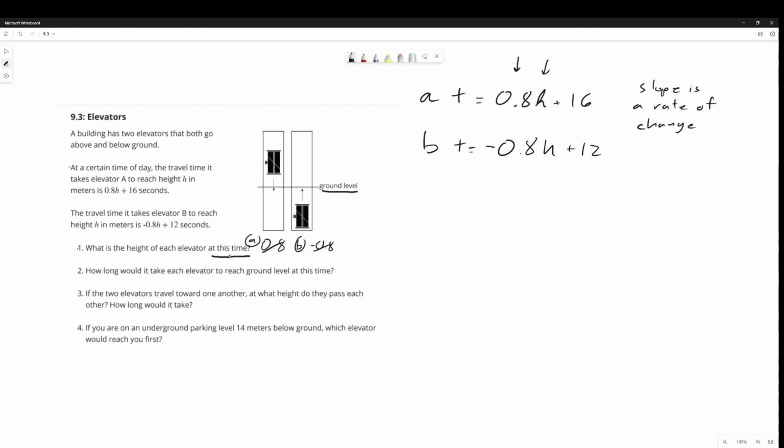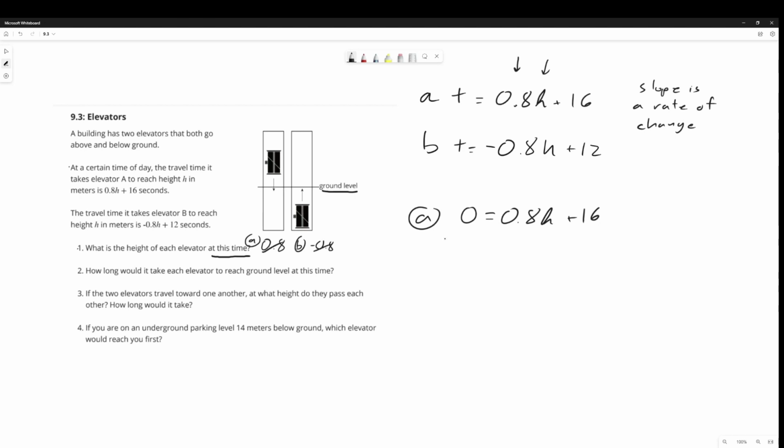Well, they don't give us a time. So if we're starting at the beginning, the time is going to be 0. So for elevator A, we're going to make the time 0. So 0 equals 0.8h plus 16. In your notebooks, let's copy this down, and you're going to solve for h. Pause the video and solve for h, and then come on back.